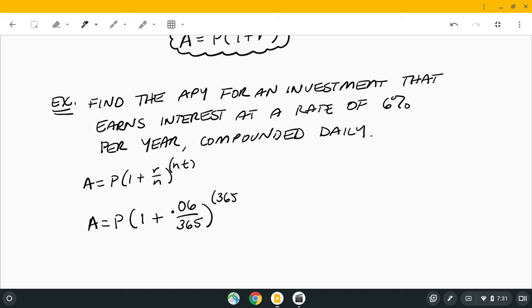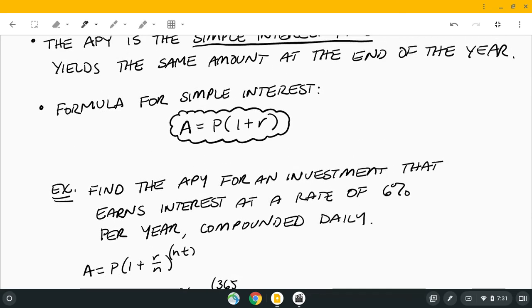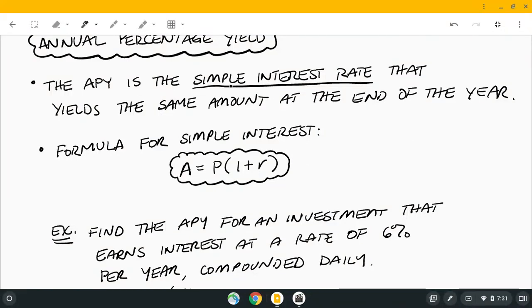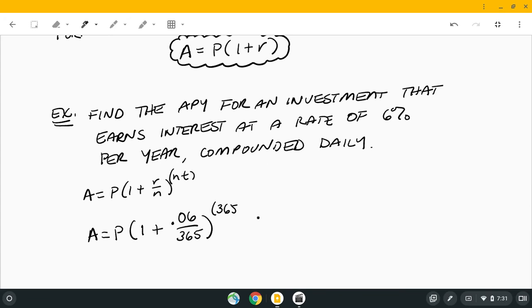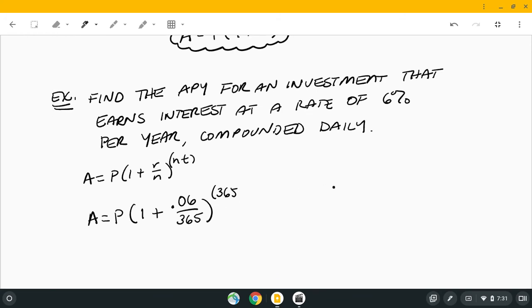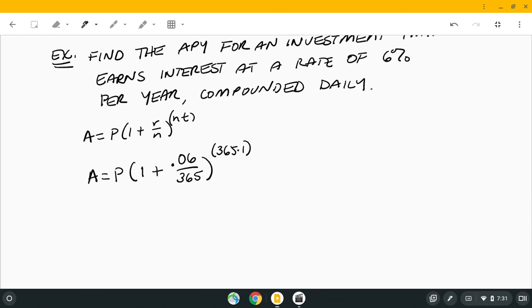times 1 year. Okay, so they don't say 1 year here, but remember, when we look up here, we're trying to find the simple interest rate that yields the same amount at the end of the year. So at the end of 1 year. Okay. So we want to know how much this makes in 1 year. And then we're going to set it equal to this one because we want to find out when will this be the same amount? Okay. So times 1.